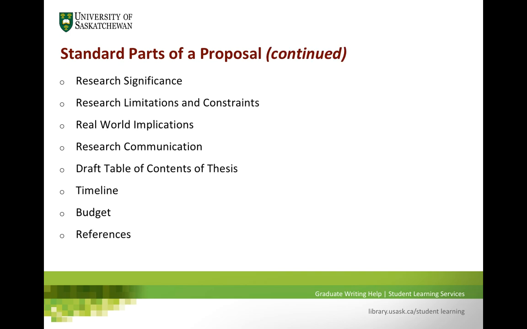And some have separate sections on the research significance, research limitations and constraints, real-world implications, and research communication. In other departments, research significance, limitations, and implications may be in one section. All departments that I know of ask for a draft table of contents of the thesis or dissertation. All ask for a timeline. If money is involved, you will be expected to do a budget, and all expect references. So you need to find out what the requirements are in your department.